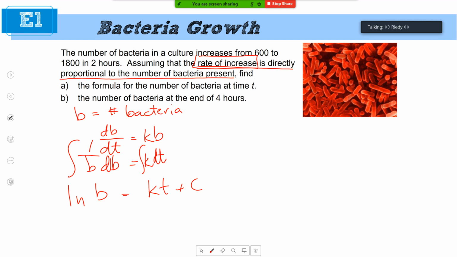E to both sides. You do the e to the trick. What's e to the natural log of B? B. Hot diggity. Okay, now, the right-hand side. How do we deal with this e to the C?